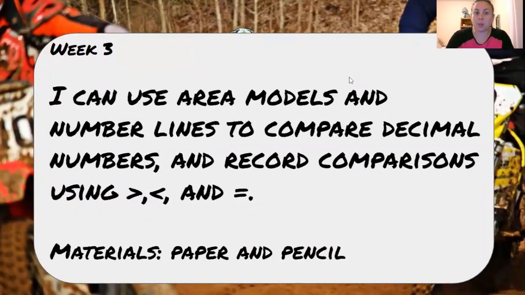Today we're going to be comparing decimals. So our I can statement for today is I can use area models and number lines to compare decimal numbers and record comparisons using greater than, less than, and equal to. And today you're going to need paper and pencil for today's lesson.